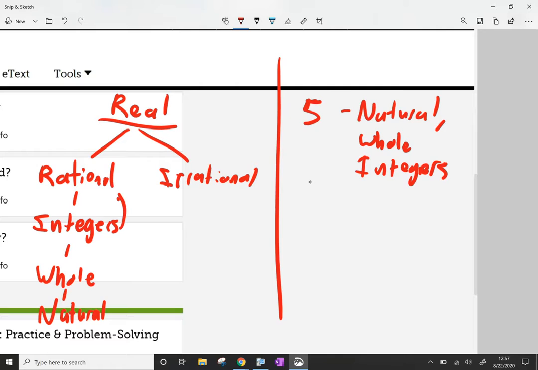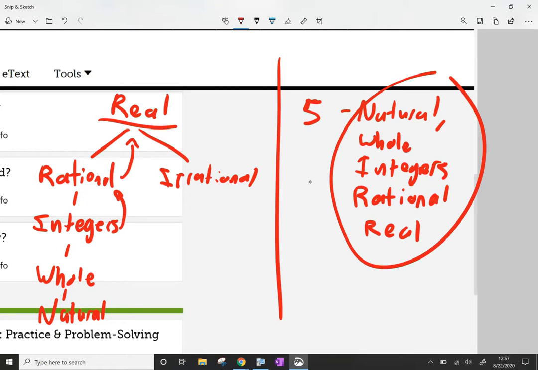And since all integers are rational, this is also rational. And of course, since all rational numbers are real numbers, that means it's real numbers as well. So number 5 would actually be all 5 of these categories. So you're going to have select all problems, select all that apply, and you would select all of those.